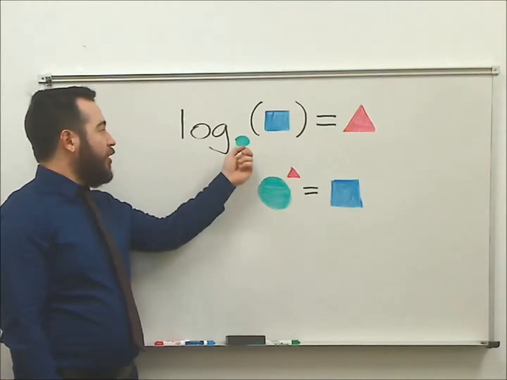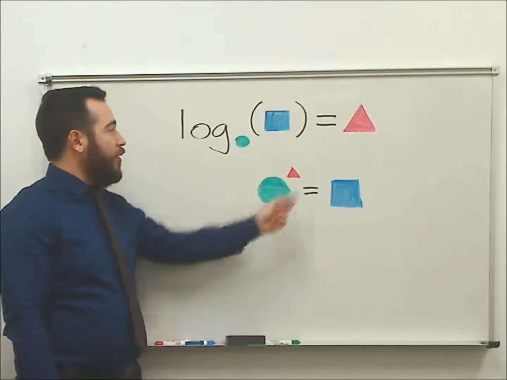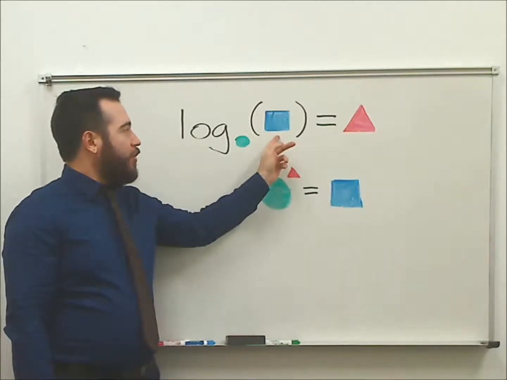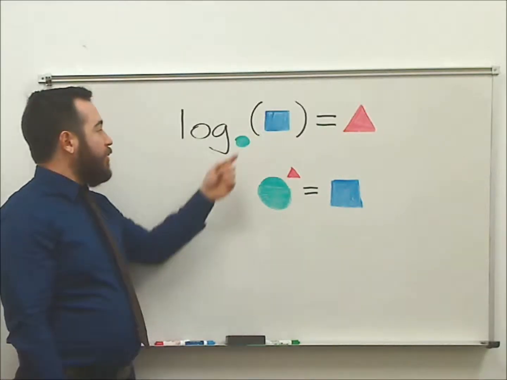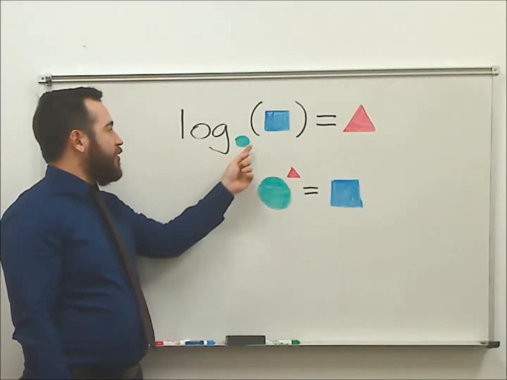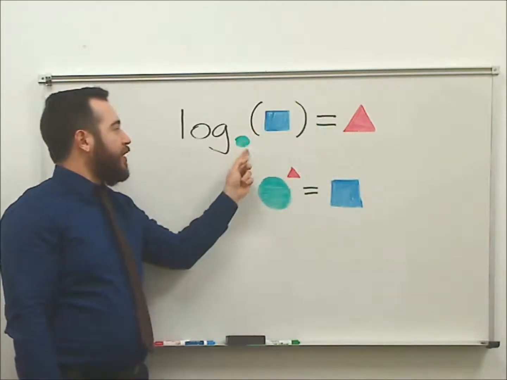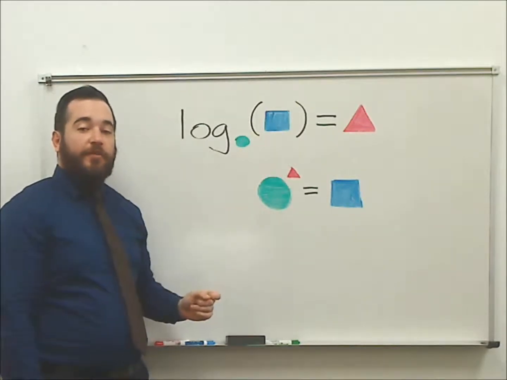So this small number, the base, b, goes up. What's on your right-hand side becomes the exponent, and what's right here is what it's equal to. So what power do I need to raise this to get that? That's all there is to it.